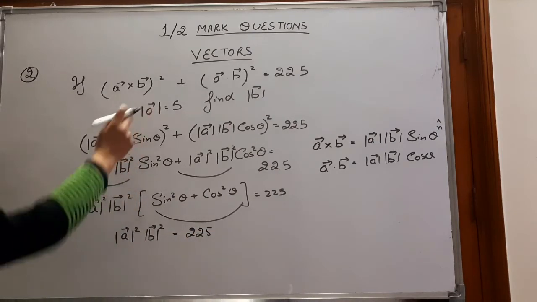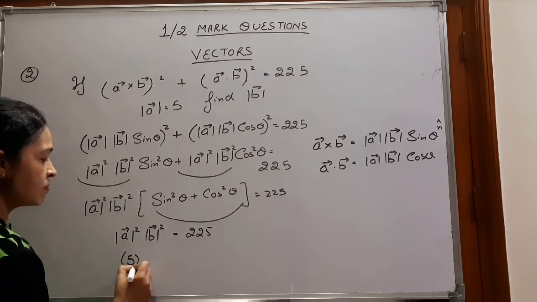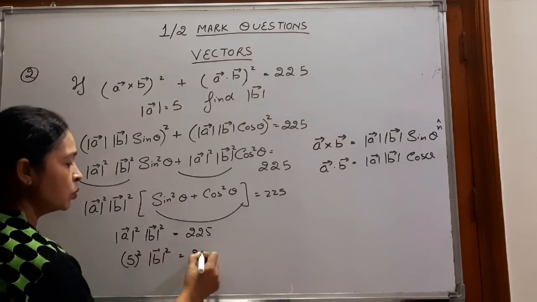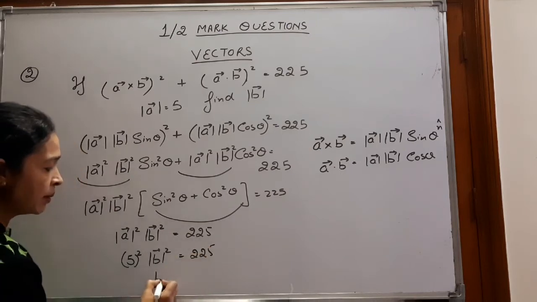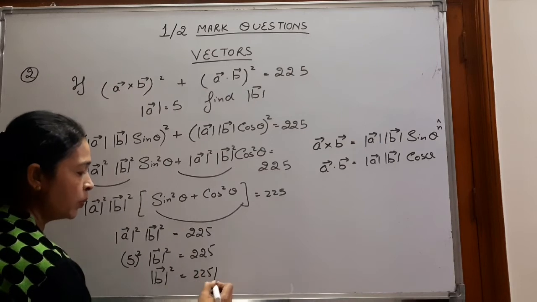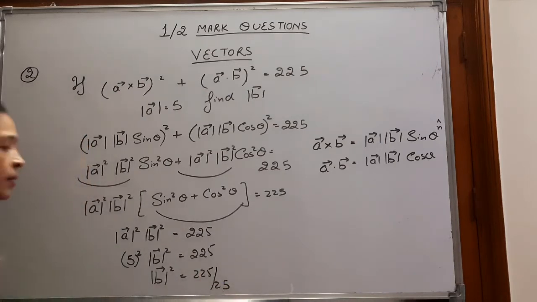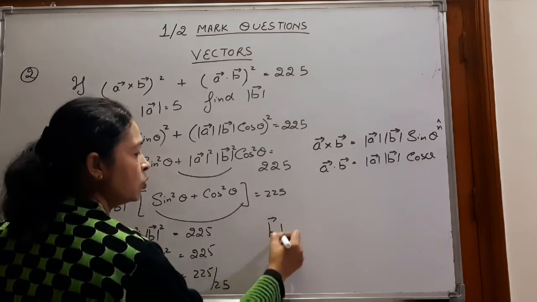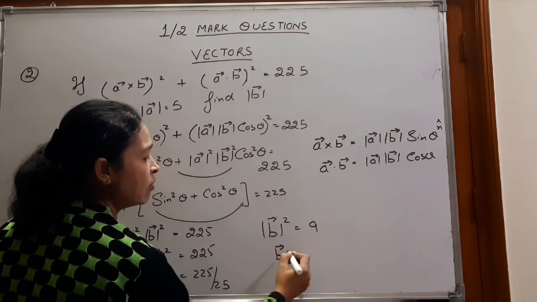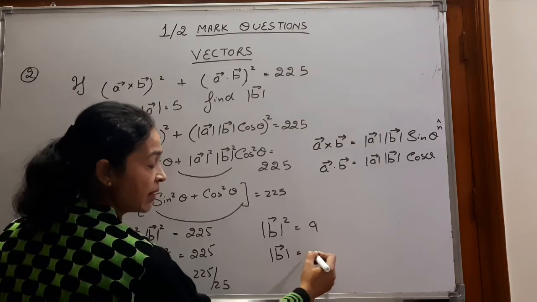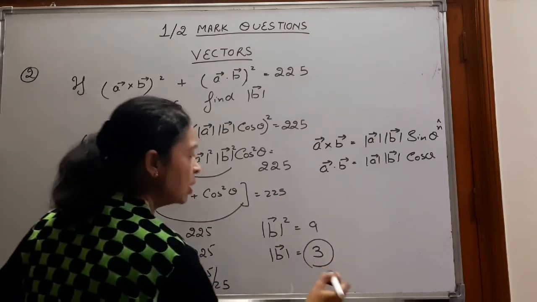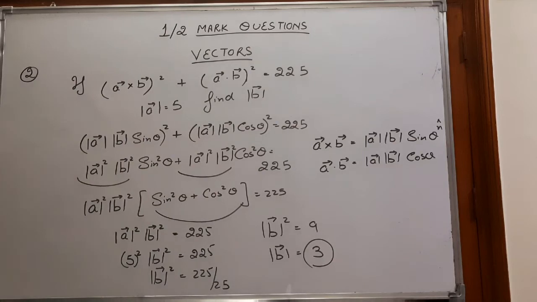What is the magnitude of A? 5. 5 square into magnitude of B square equals 225. Magnitude of B square is 225 by 25, that is 9. Magnitude of B square is 9. What will be the value of magnitude of B? Plus minus 3, but magnitude is always positive, therefore magnitude of vector B is 3.